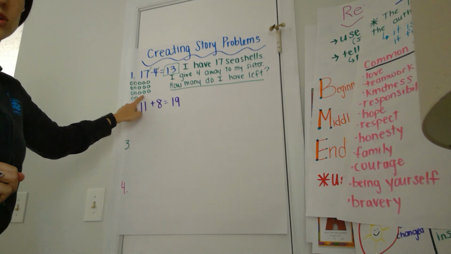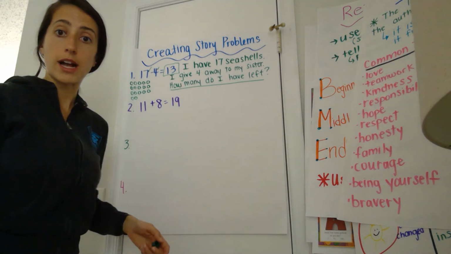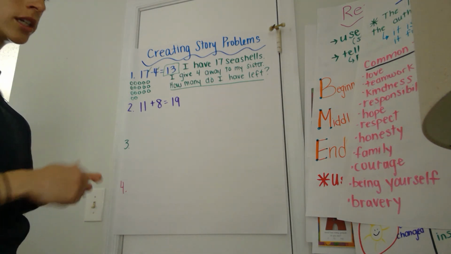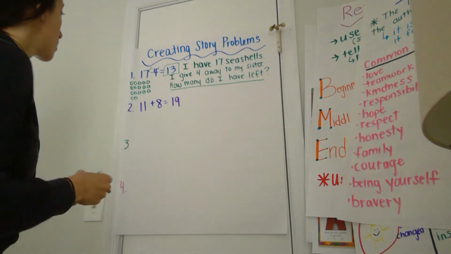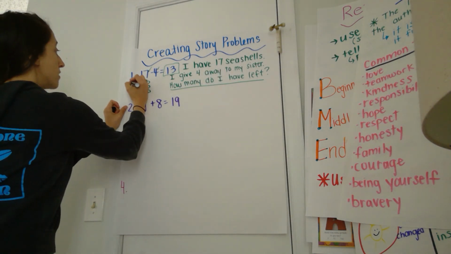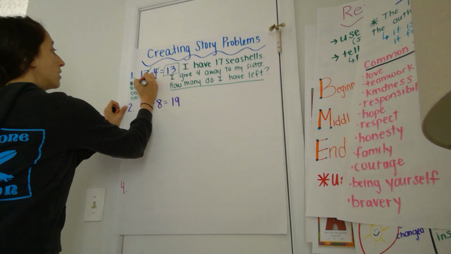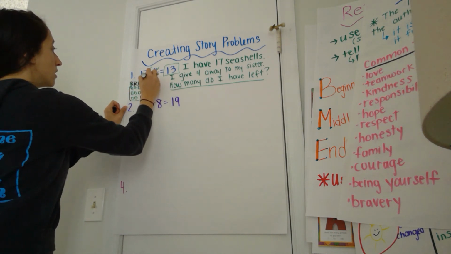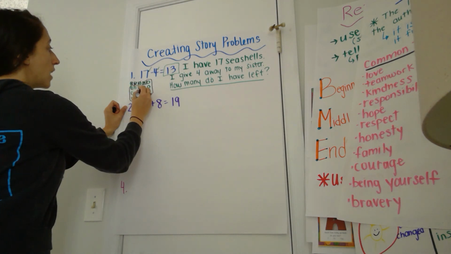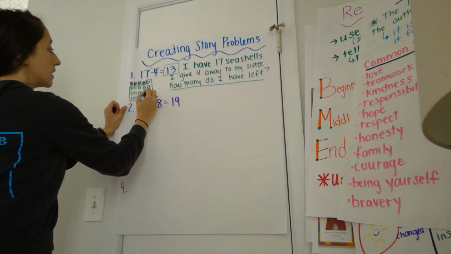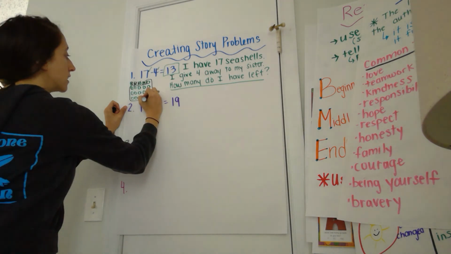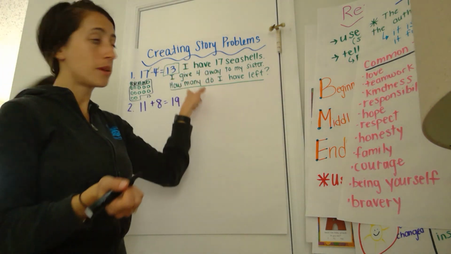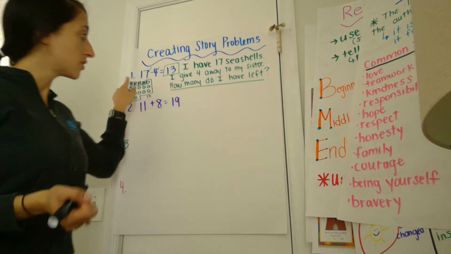I want you to draw a picture to make sure that your problem is correct too when you're doing this. So 17, I'm going to take away 4. So I'm going to cross out 4. There's my 17. I give away 4. Here's the 4 I give away. How many are left? 1, 2, 3, 4, 5, 6, 7, 8, 9, 10, 11, 12, 13. Did I solve the problem? I did. Did I write a problem that made sense? I did. And I solved it to make sure.